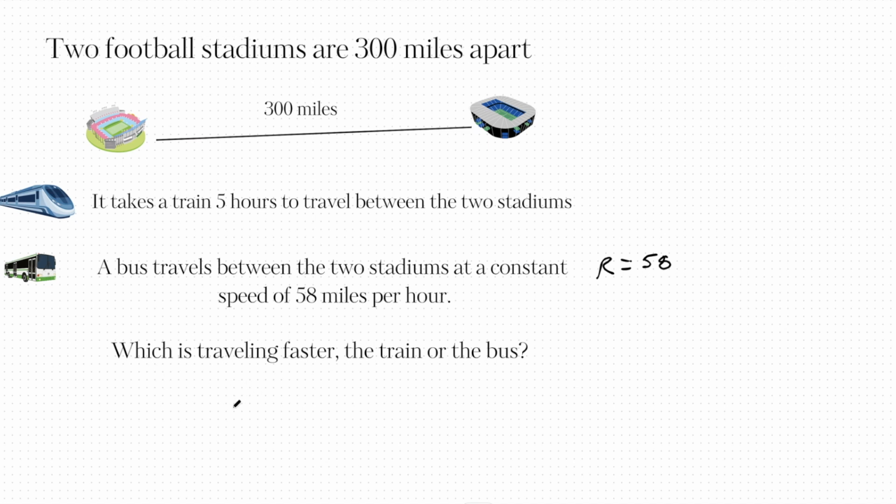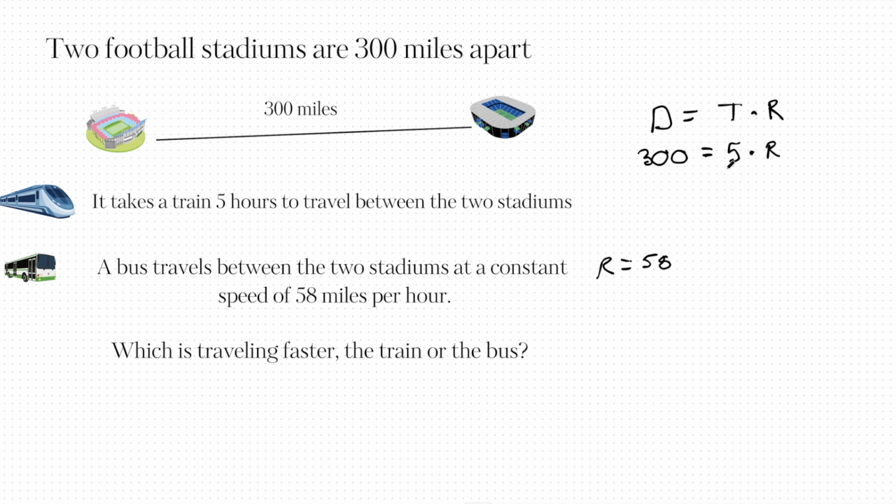To solve this problem, we need to take a look at the train. Again, we're going to use the formula d for distance equals t times r. Now we're going to plug in what we know. We know the distance is 300, so I'm going to type in 300 for d equals, and we know our time is 5, so I'm going to put a 5 in for the t. So the question is 300 equals 5 times what?